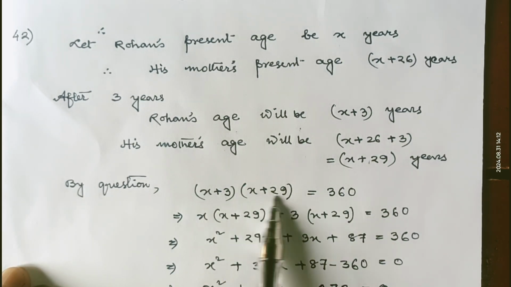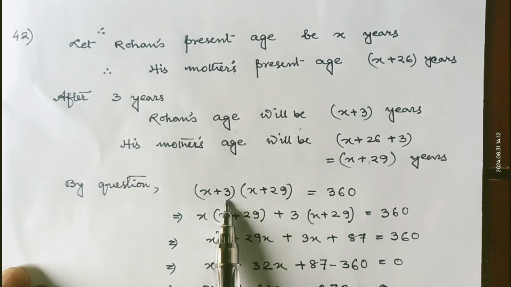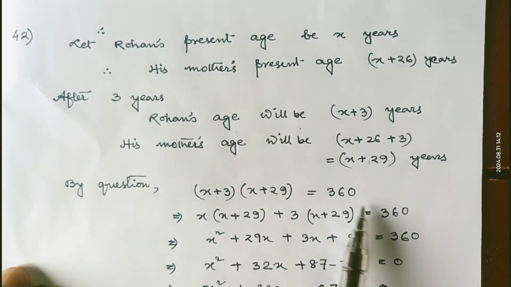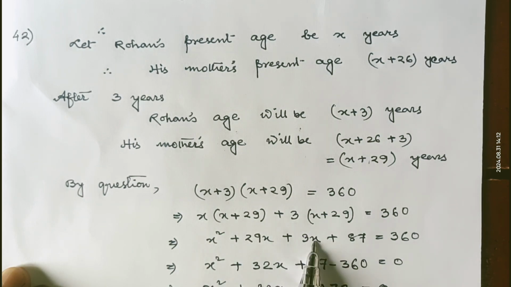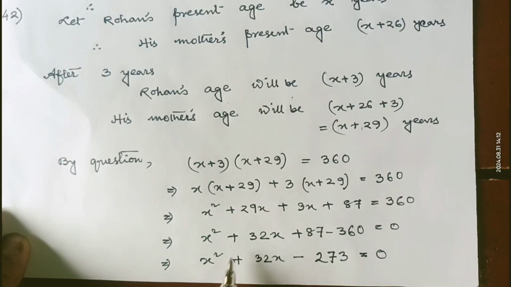So x into (x plus 29) plus 3 into (x plus 29) will give 360. x into x, x square, plus 29x, plus 3 into x, 3x, plus 3 into 29, 87, equals 360. So x square plus 29 plus 3, 32x, plus 87 minus 360 equals 0. So x square plus 32x plus 87 minus 360 will give minus 273 equals 0.